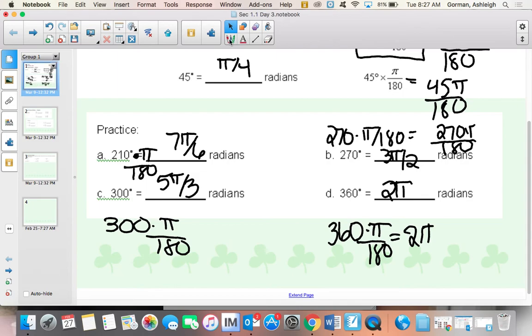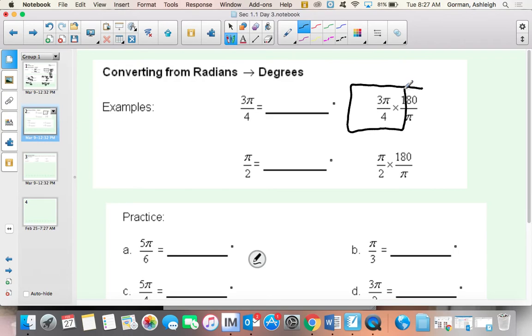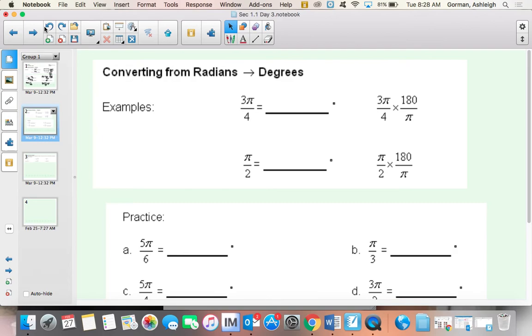So now to go from radians to degrees, it's actually very similar. Instead of multiplying by pi over 180, we're going to multiply by 180 over pi. So when I take 3 pi over 4 radians times 180 over pi, if you want to simplify across, kind of like what we did in the last chapter, my pi's will cancel out.